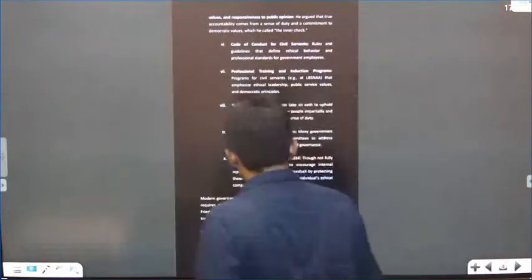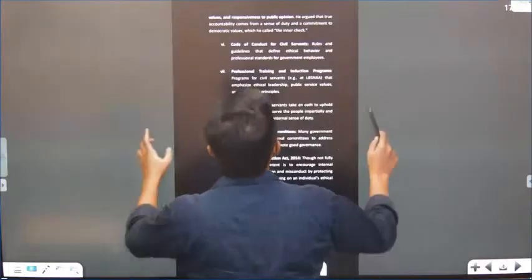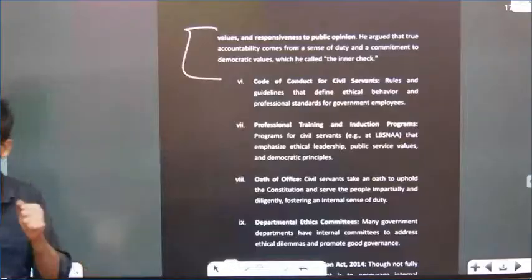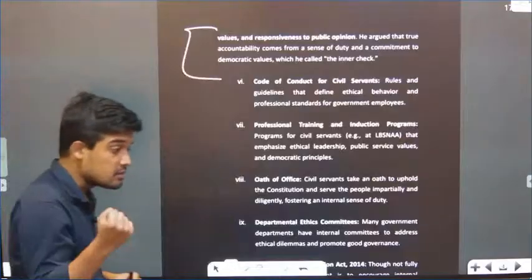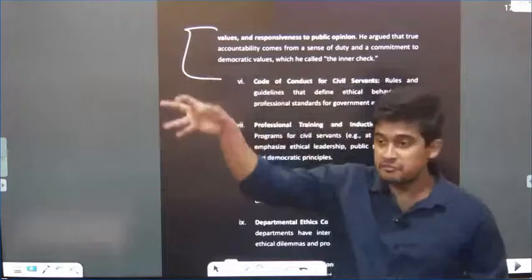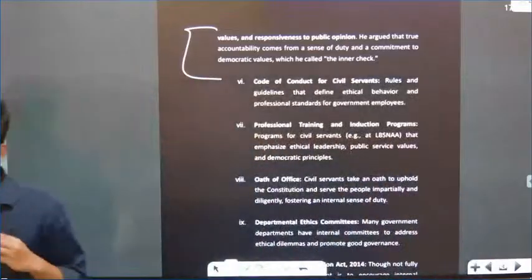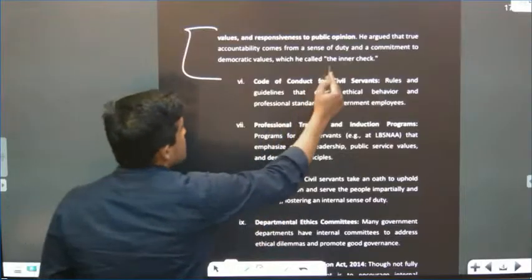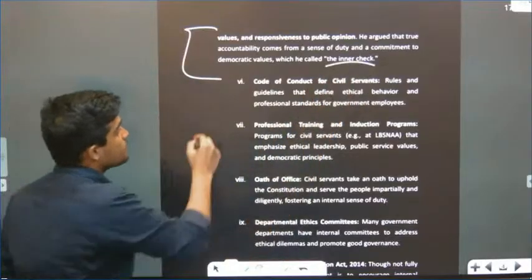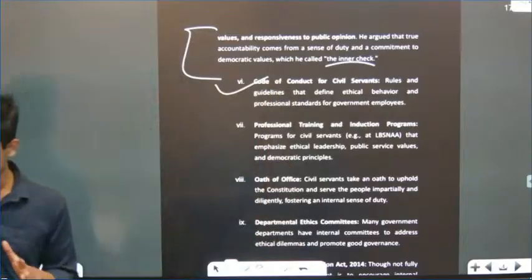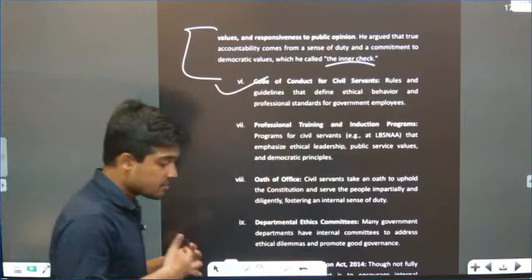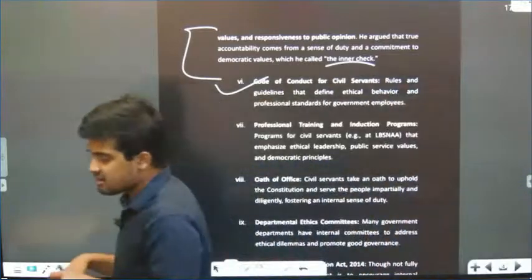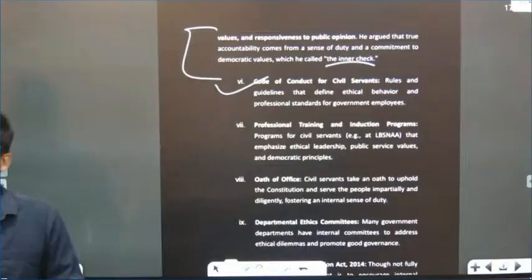Moral values, responsiveness to public opinion. He argued that true accountability comes from the sense of duty. If somebody is duty driven, they do not need the judiciary or the legislature to say what to do. That is why internal control is very much important. It acts like an inner check. So examples are the code of conduct for civil servants, which sets out how public servants should conduct themselves officially and unofficially in public spaces.